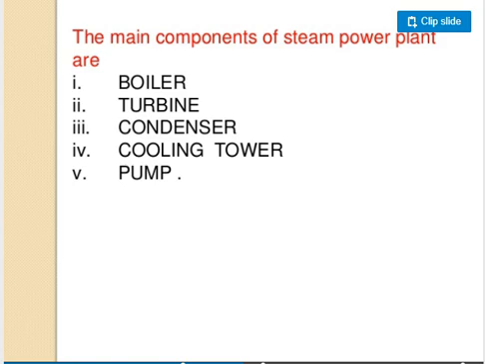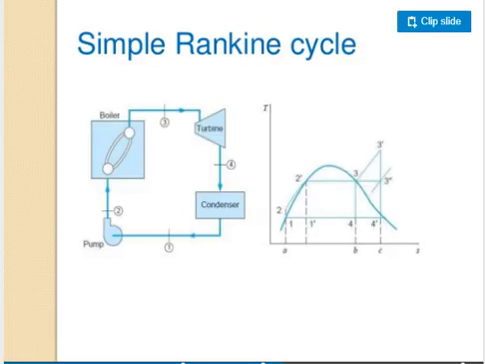Then we discuss the main components of a steam power plant. The first ones are the boiler, turbine, condenser, cooling tower, and pump. And then first we discuss again the simple Rankine cycle shown in the figure; the schematic diagram and the T-S diagram are shown in this case.